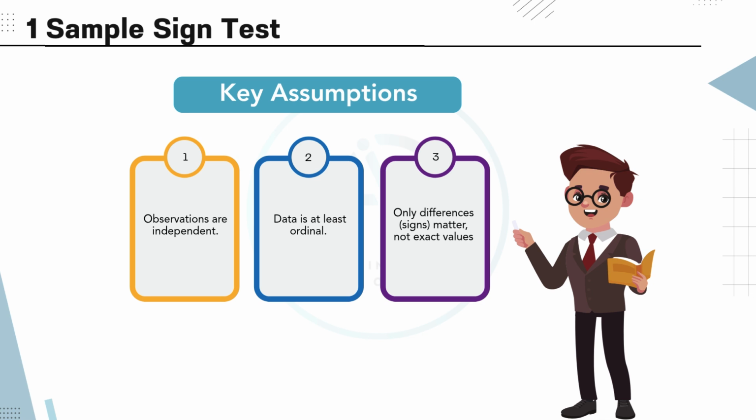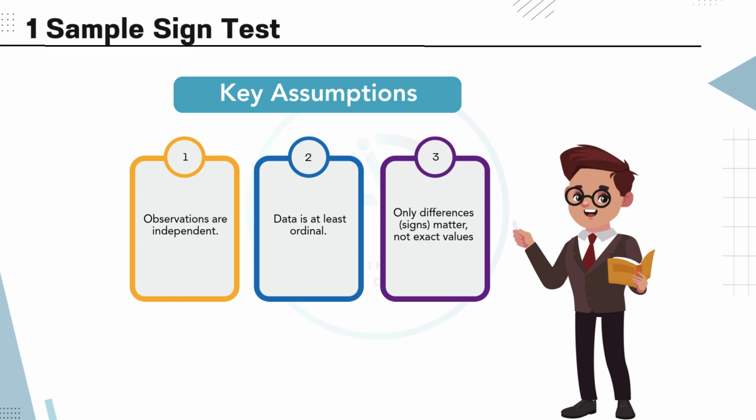3. Only the sign of the difference matters. The test focuses solely on whether the observed value is above or below the hypothesized median, not by how much. It doesn't consider the magnitude of differences, only their direction, positive or negative signs.